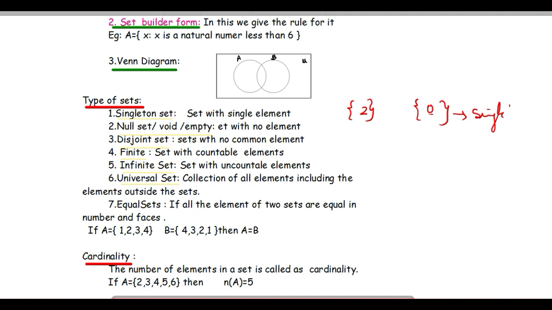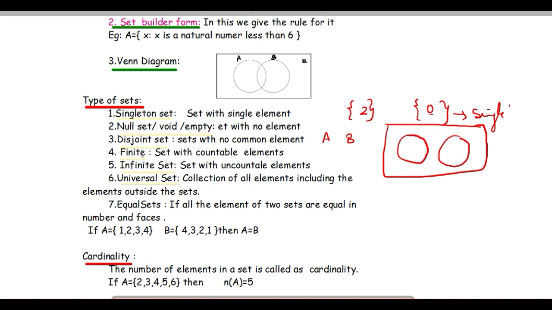Then the null set, or void set, or empty set. It is a set with no elements. Disjoint sets are sets which have no common elements. If A and B are two sets, they have nothing in common. When we represent them in a Venn diagram, they do not overlap each other. Such types of sets are called disjoint sets.